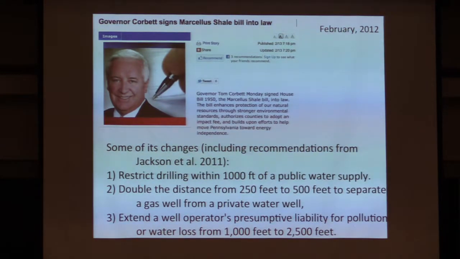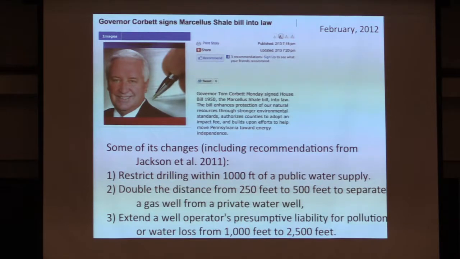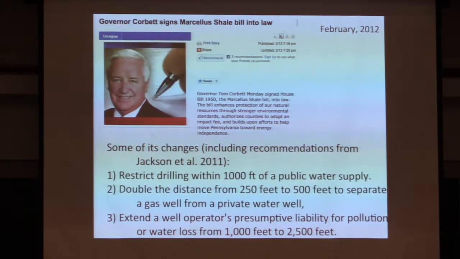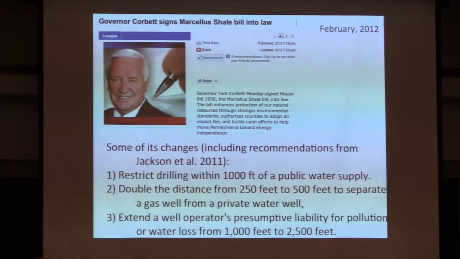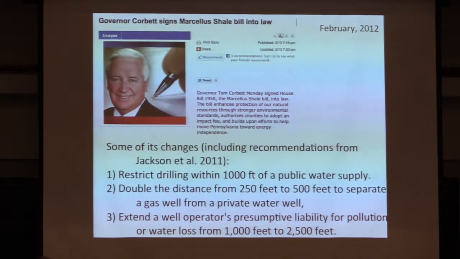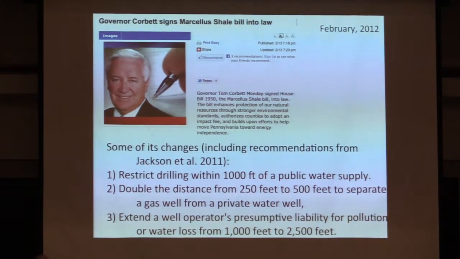In the spirit of using the information to make things better, here's just one figure. This was a couple of years ago: Pennsylvania increased the casing standards, some of their setback rules, and other things associated with oil and gas extraction there. We made some recommendations when our first paper came out in 2011 because of this 1 kilometer distance. So we said the presumptive liability rule should be 3,000 feet. It was 1,000 feet at that time. So the new law was 2,500 feet.